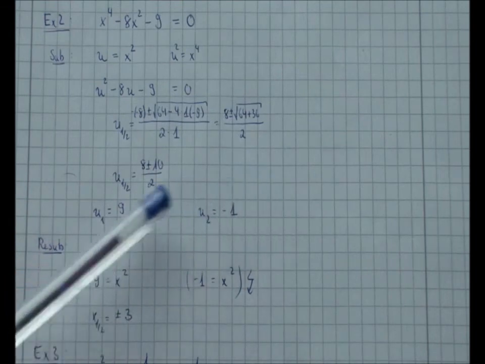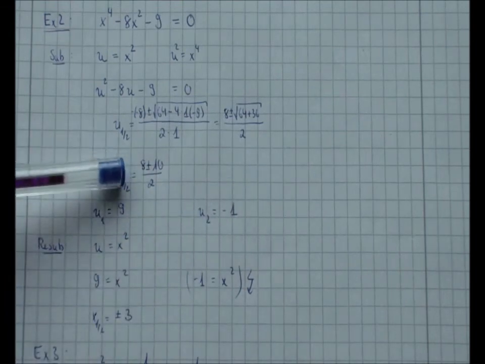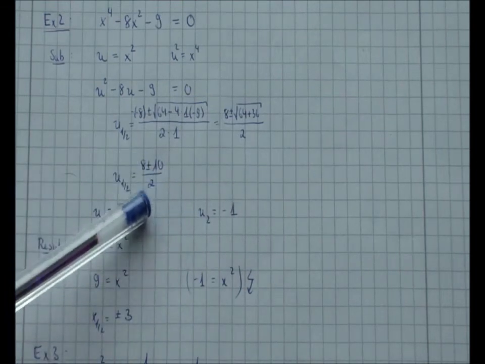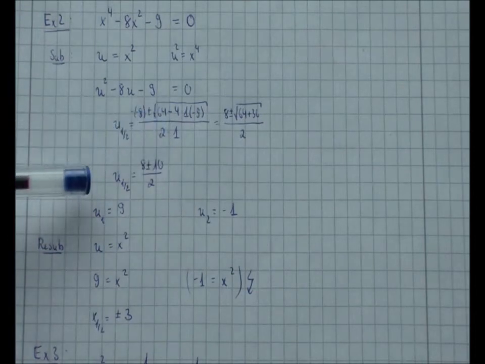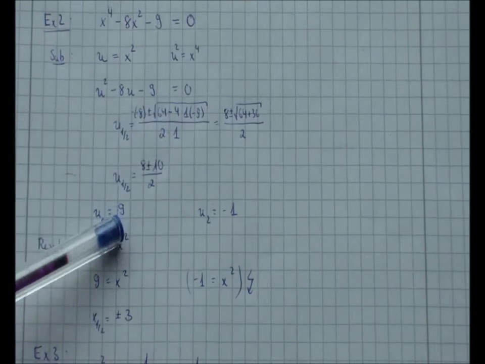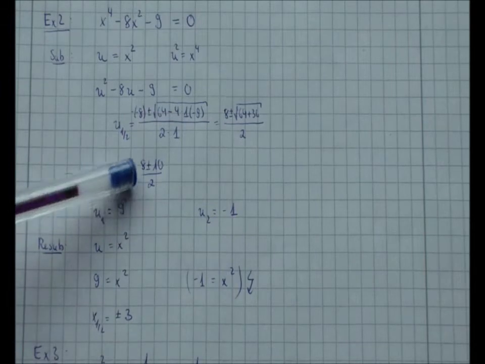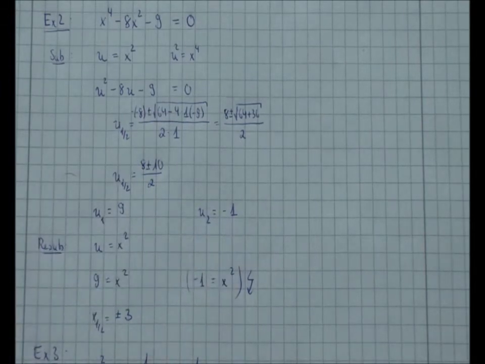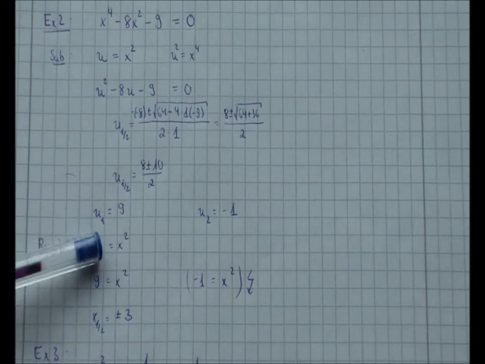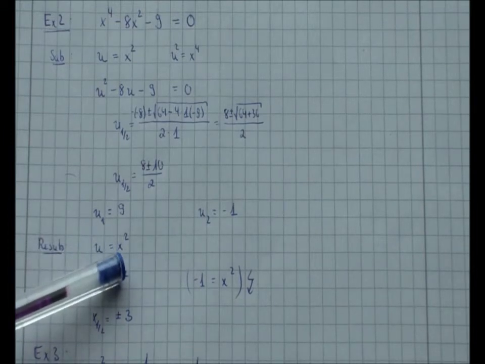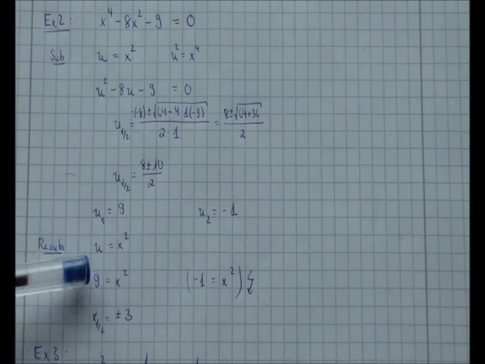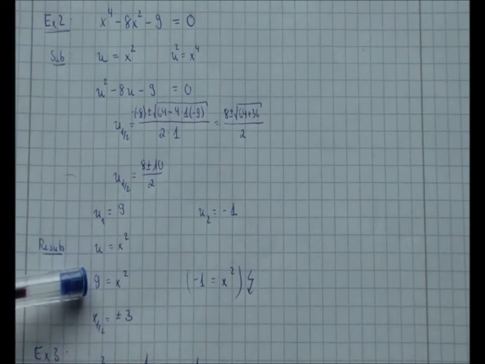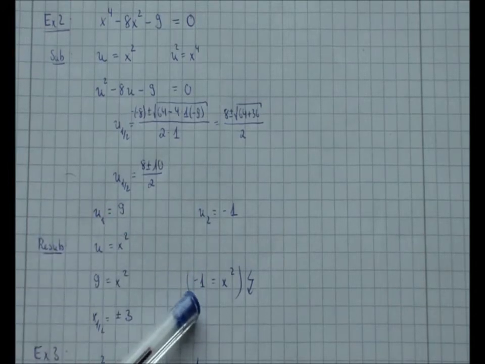I won't read that out, just go to the results. It's 8 plus minus 10 over 2. So the first solution is 18 over 2, which will give you 9, and the second is minus 2 over 2, which will give you minus 1. Now we have to do the resubstitution. u is equal to x squared, so the first u is 9 and the next one is minus 1.